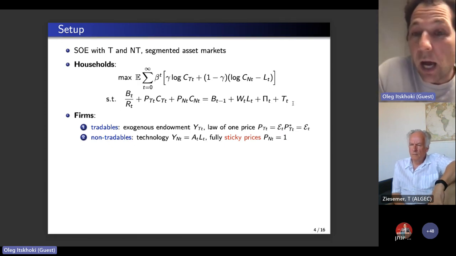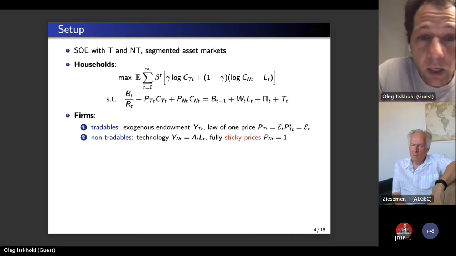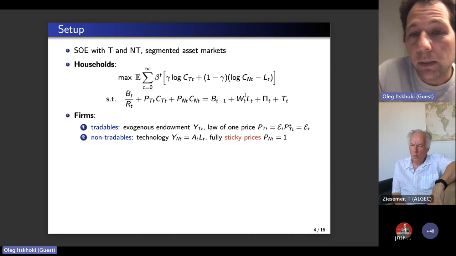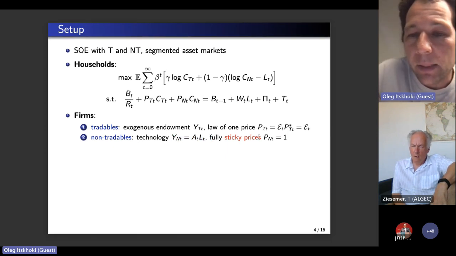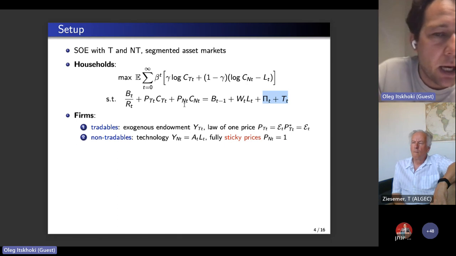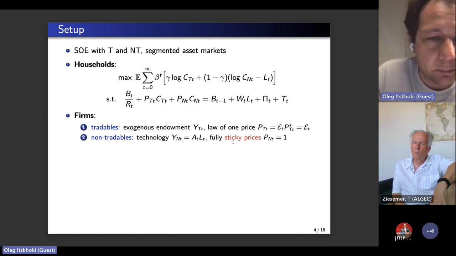So, the budget constraint of the households: they can only borrow in the domestic currency bond, and then they consume tradables and non-tradables. They receive wages for working in the non-tradable sector. This is an equilibrium flexible wage here. We could have put stickiness here as well, instead of in the prices or in both. So that's all doable. And these are the profits that they receive from firms and transfers from the government. So this part is very standard, with the stark assumptions about production and law of one price.